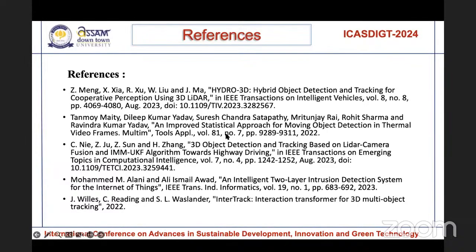For the reference paper, we have taken the hybrid object detection and tracking for cooperative perception using 3D LiDAR from IEEE, which was published in August 2023. And we have other papers: an improved statistical approach for moving object detection in thermal video frames, published in 2022. And a 3D object detection and tracking based on LiDAR camera fusion and IMMUKF algorithm towards highway driving, published in 2023 on IEEE. And an intelligent two-layer intrusion detection system for IoT, published in IEEE in 2023. The last reference paper was interaction transformer for 3D multimodal, published in 2022.